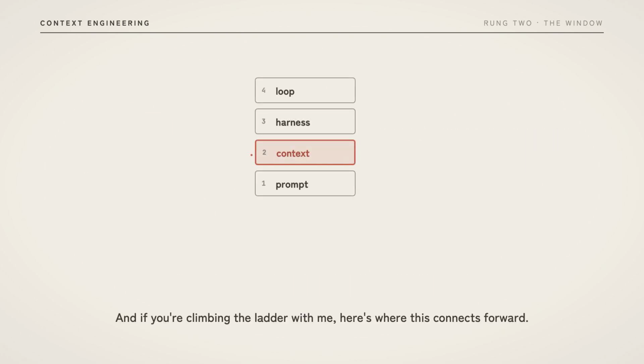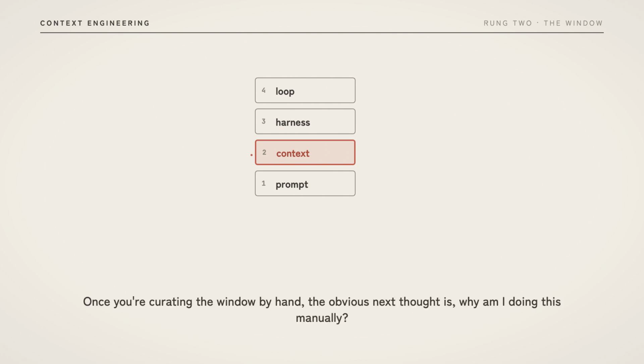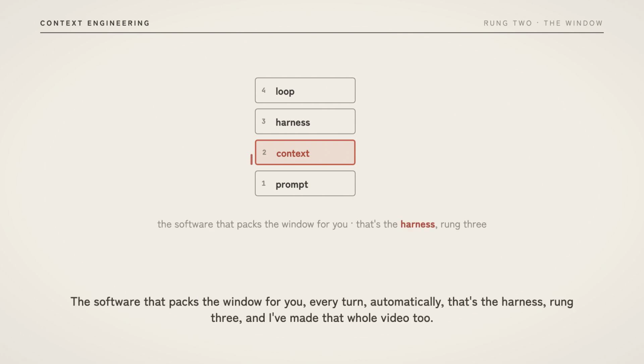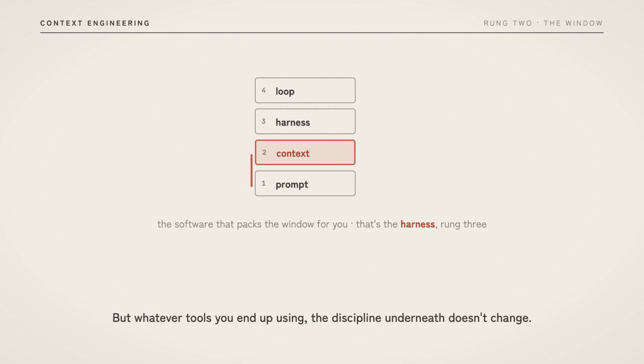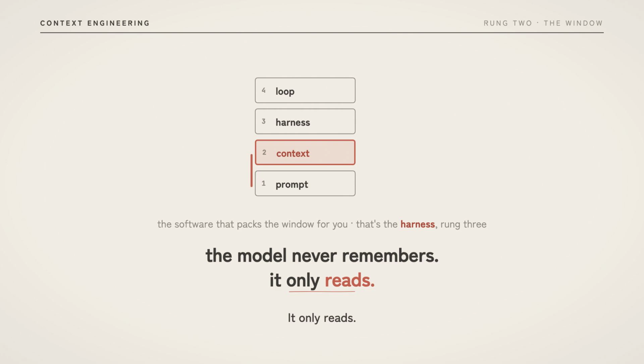And if you are climbing the ladder with me, here is where this connects forward. Once you are curating the window by hand, the obvious next thought is, why am I doing this manually? The software that packs the window for you, every turn, automatically, that's the harness, rung 3, and I've made that whole video too. But whatever tools you end up using, the discipline underneath doesn't change. The model never remembers, it only reads. So decide what it reads, and you've decided how smart it gets to be.